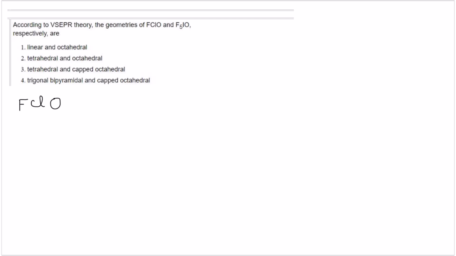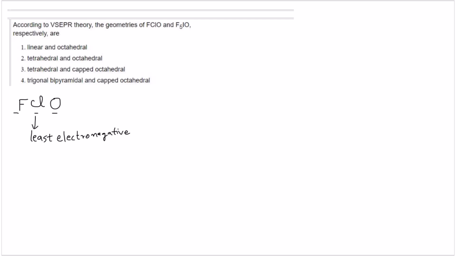Now we have to identify which is our central atom in this compound. So we know from the VSEPR theory that the central atom is the least electronegative one. So here, among fluorine, chlorine and oxygen, if we compare the electronegativities, Cl is the least electronegative amongst the three elements. So we consider Cl as our central atom.